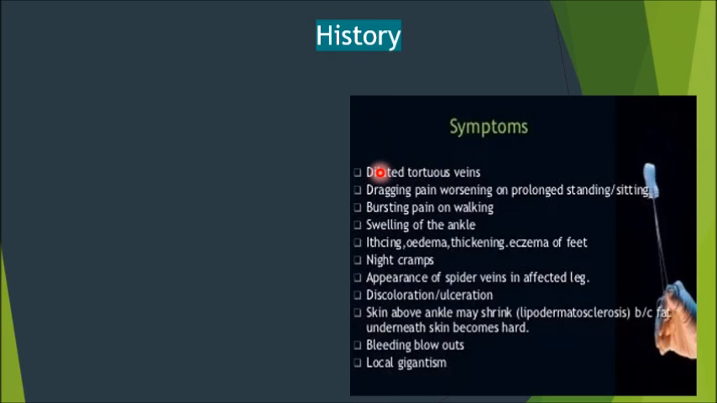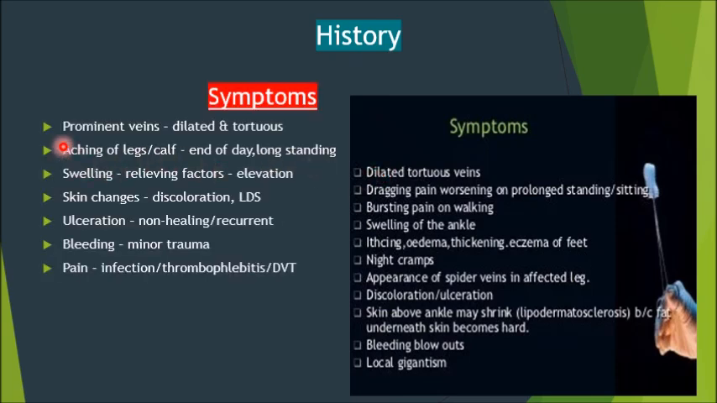But the most important symptoms are prominent veins which are dilated and tortuous over the leg and thigh, aching of the legs, especially legs and calf, which becomes worse at the end of the day after prolonged standing, and swelling of the leg. The relieving factor is usually elevation of the leg. The swelling and pain get relief with elevation of the leg.